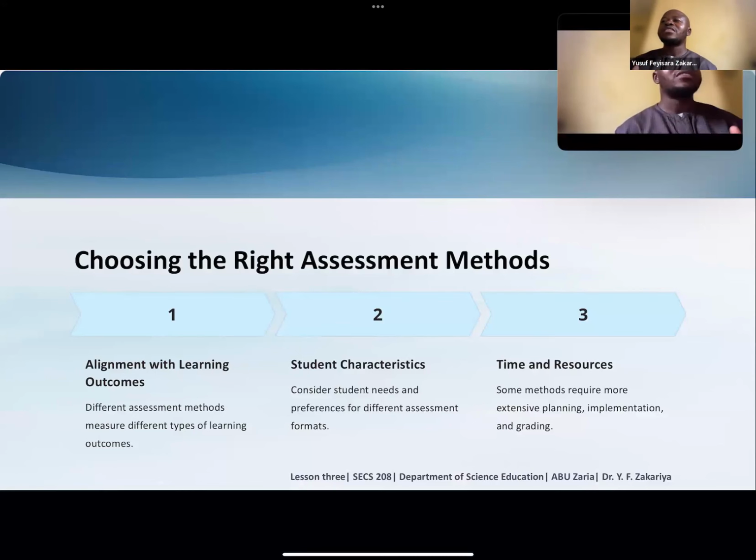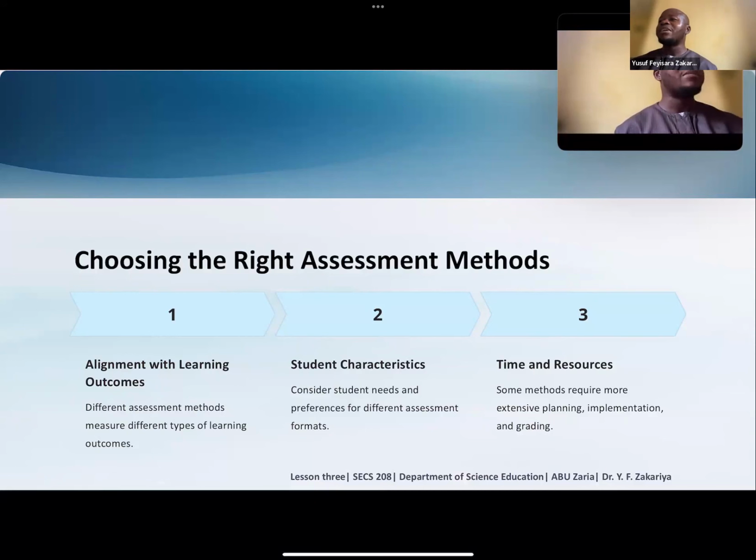Then you need to consider the student characteristics. You need to understand the fact that you have diverse learners in your classroom. You have weak students, you have strong students. You need to carry everybody along. Don't just design your assessment that will favor only the brilliant students. Okay, and don't make it too cheap that the brilliant student will not feel like attending your class because they feel that either I go to your class or I don't go to your class, your test or your exam is always simple, I will pass.